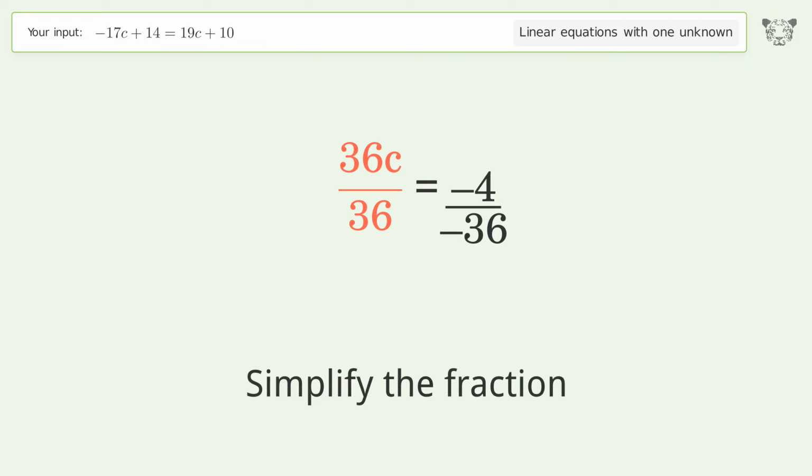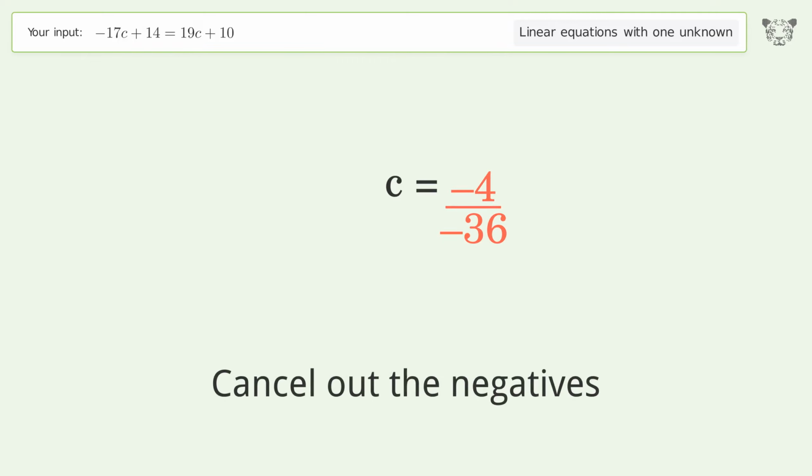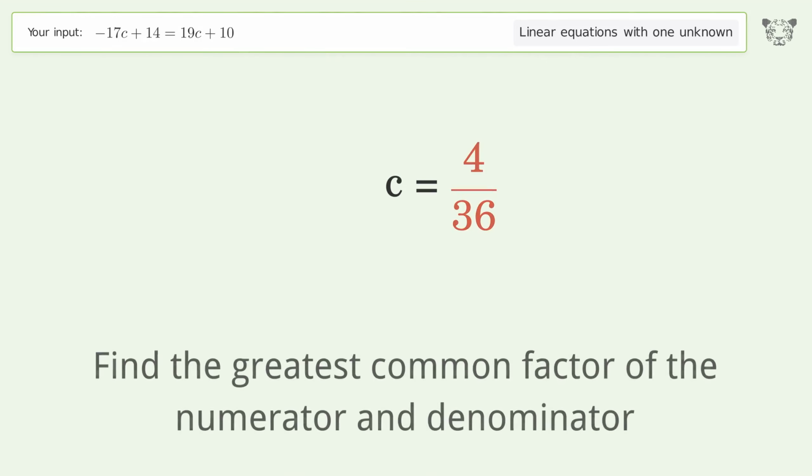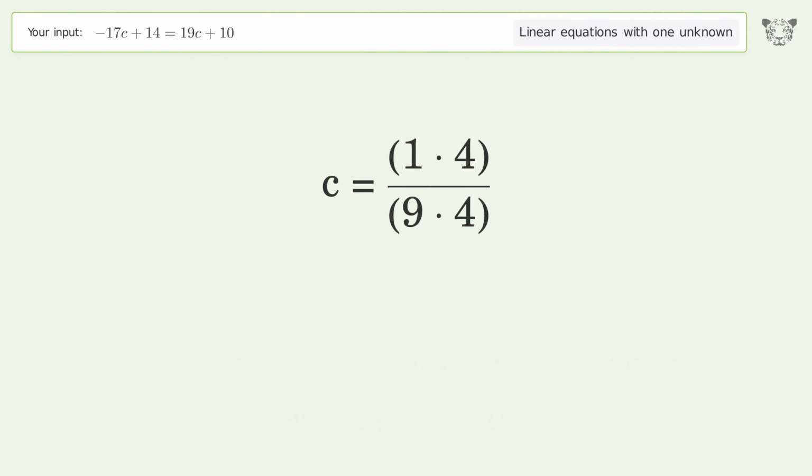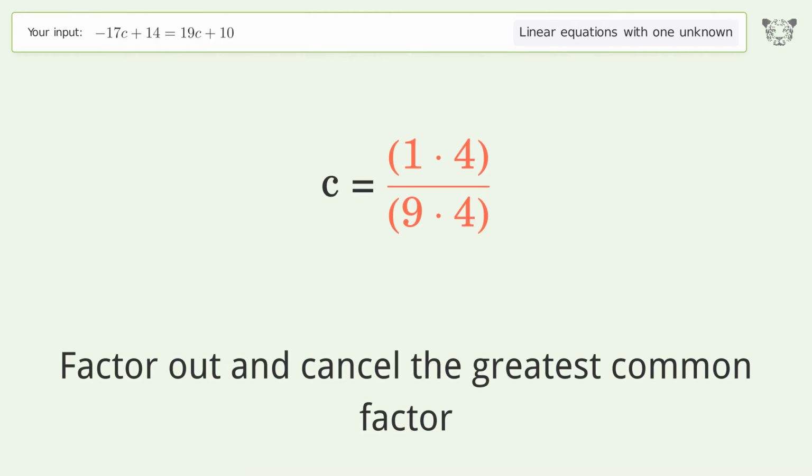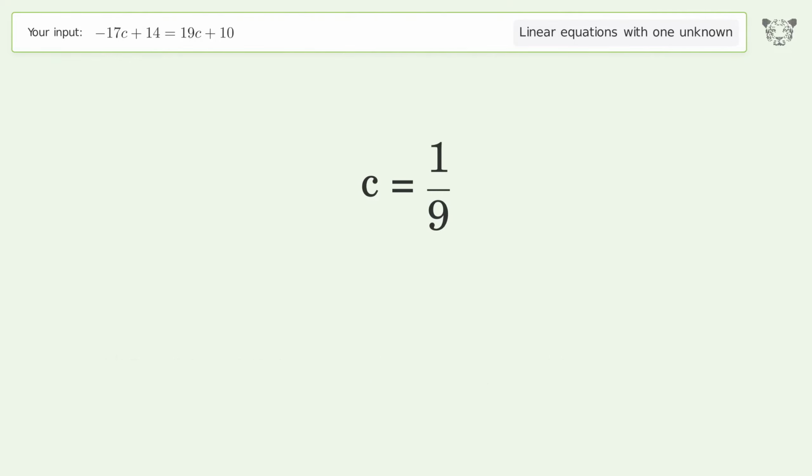Simplify the fraction. Cancel out the negatives. Find the greatest common factor of the numerator and denominator. Factor out and cancel the greatest common factor. And so the final result is c equals 1 over 9.